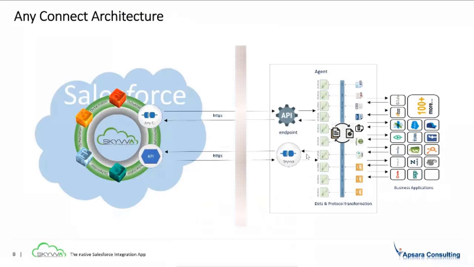On the other way, we can read data from a database, for example, or we can get data from the business application. Then we have the SKYVVA connector inside the agent that will talk to the SKYVVA API on the Salesforce side, so that we can do this communication direction from the business application system to Salesforce. So with the Any Connect, we provide both directions to communicate, bi-directional and synchronous, asynchronous, so it can be done for both directions.